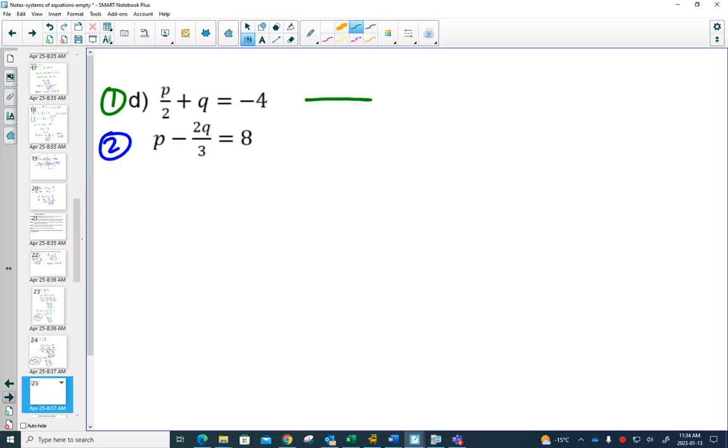As preliminary work, I could take equation 1. What could I do to get rid of all fractions in equation 1? Times by 2. So even though I'm not even setting things up yet for elimination, I don't want the fractions. I'm going to start by not having fractions. If I multiply by 2, p over 2 will just become p. Q will become 2q, and negative 4 will become negative 8. This is my new equation 1. It's exactly the same as my old equation 1, but without fractions.